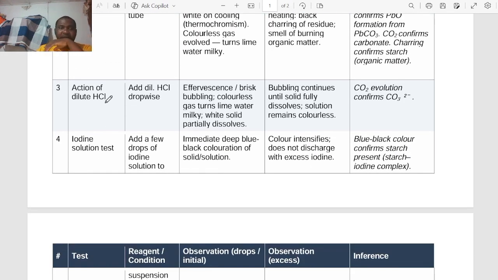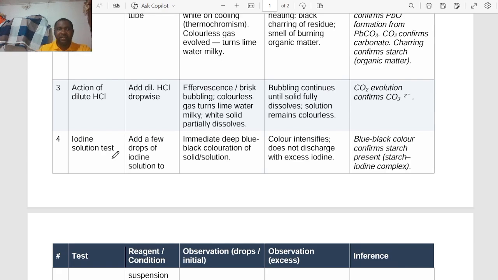Then we have the action of dilute acid, dilute HCl. If you add dilute HCl in drops, you will get an effervescence, brisk bubbling, colorless gas, turns lime water milky, white solid partially dissolves. I already mentioned that earlier. So bubbling continues, that's in excess. The bubbling continues until the solid fully dissolves. Solution remains colorless. So definitely that gas is CO2, which confirms the presence of CO3 2- ion.